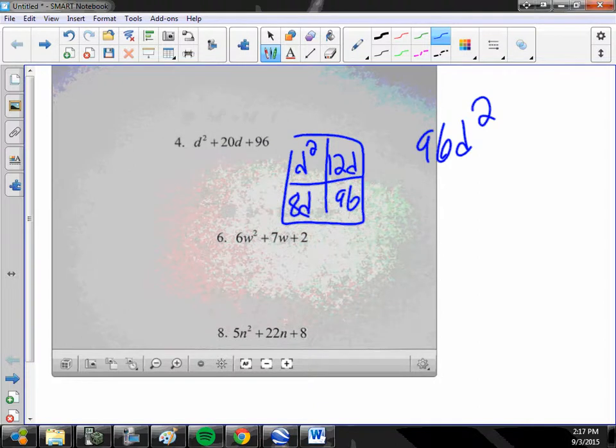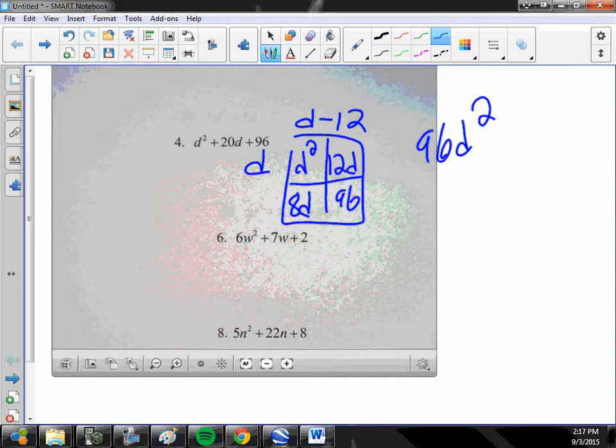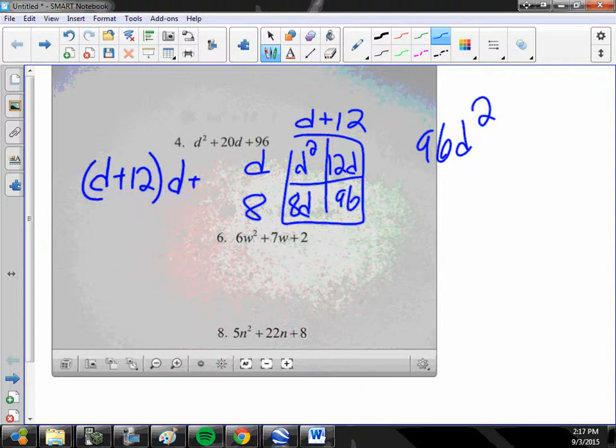So the top row shares a d, and then I can just do the multiplication. It would be d times 12 is 12d, d times 8, so d plus 12, and d plus 8.